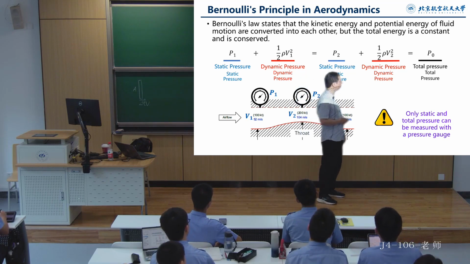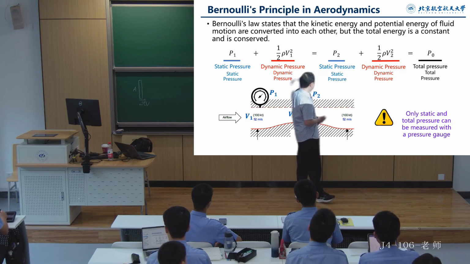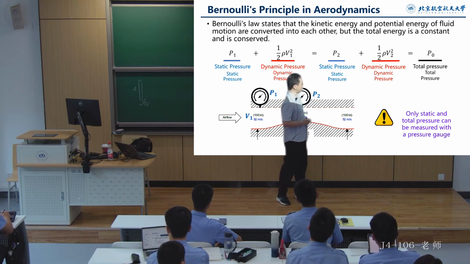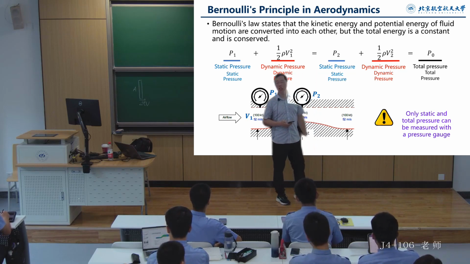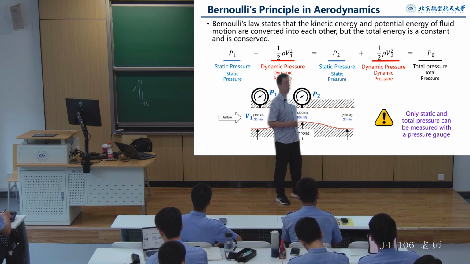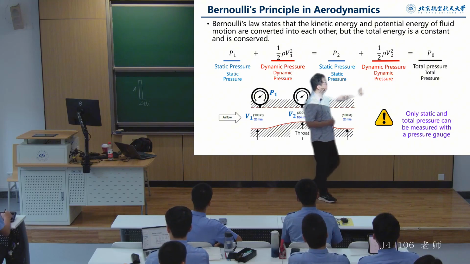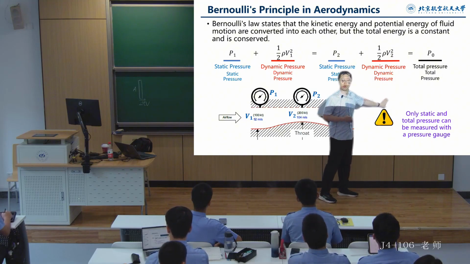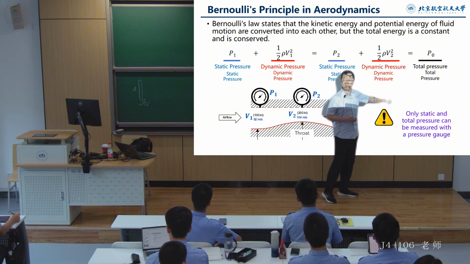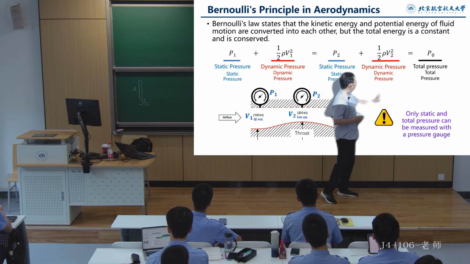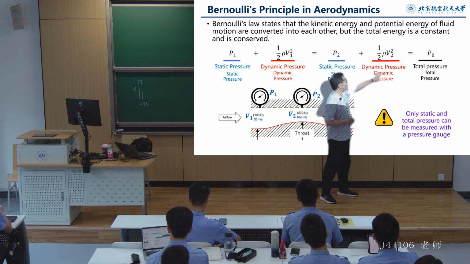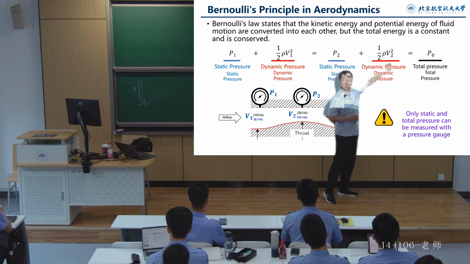We say that the sum of static pressure and dynamic pressure equals the total pressure, which remains conserved throughout the flow tube, right? So, if the flow reaches the end and is blocked, what happens to the speed at that point? It becomes zero, right? Okay, once it becomes zero here, what about its dynamic pressure? It becomes zero, doesn't it?